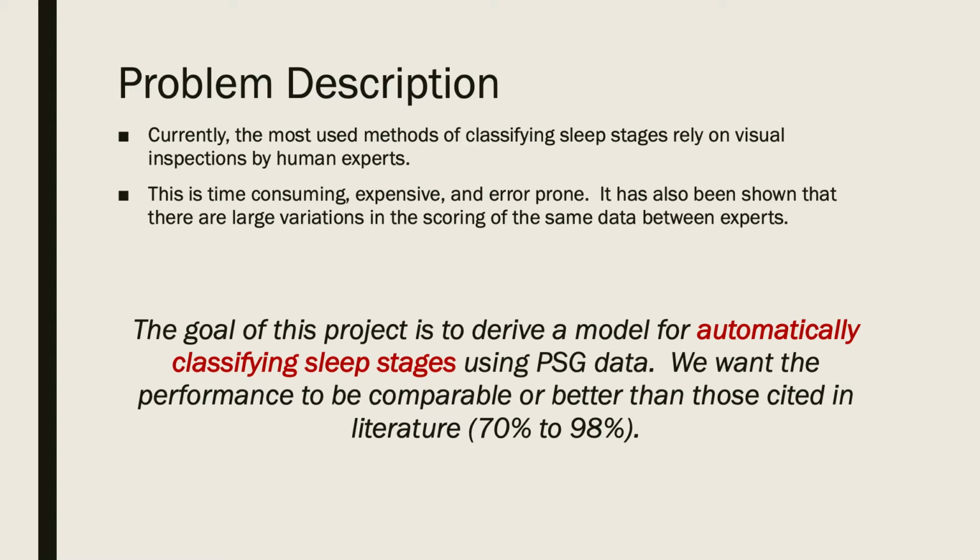So the problem description. Currently, the most used methods of classifying sleep stages rely on visual inspection by human experts. So this is time consuming, it's expensive, and it's error prone. And studies have shown that there are large variations in the scoring of the same data between different experts. So the goal of this project is to derive a model for automatically classifying sleep stages using PSG data. And we want the performance to be comparable or better than those cited in literature, which is between 70% to 98% accuracy.